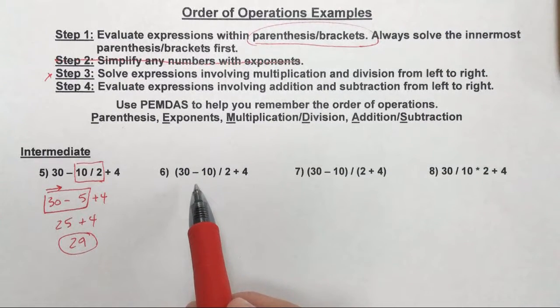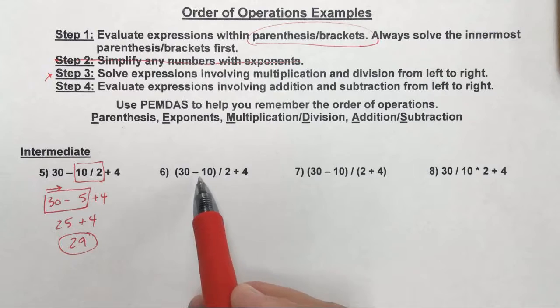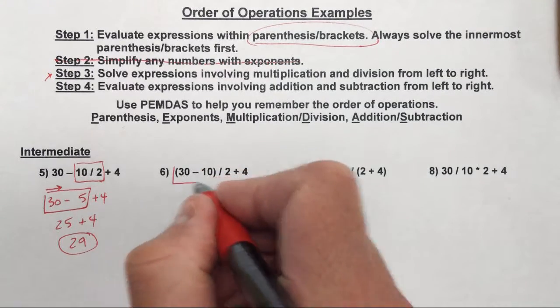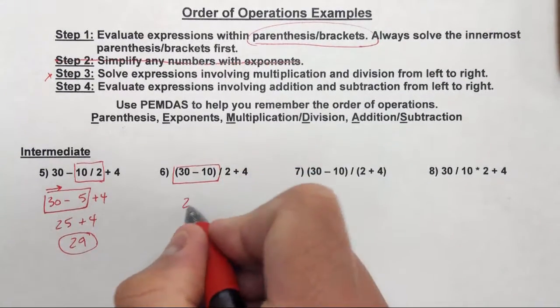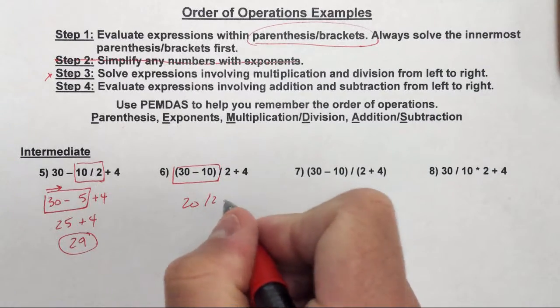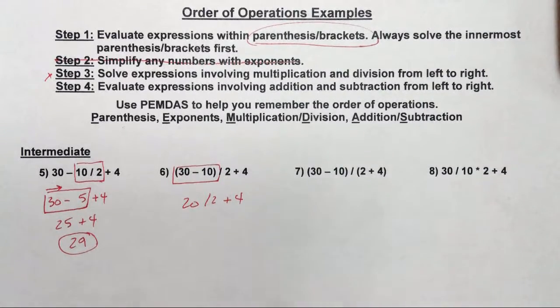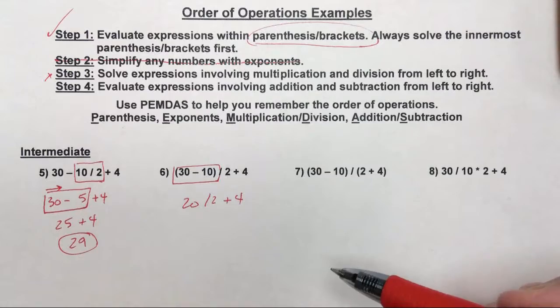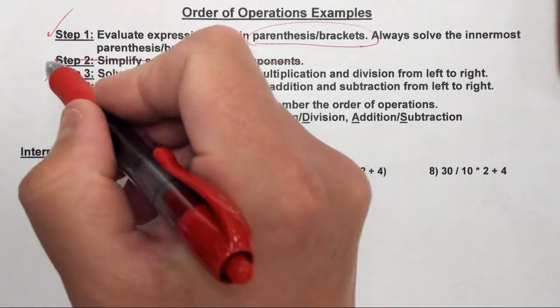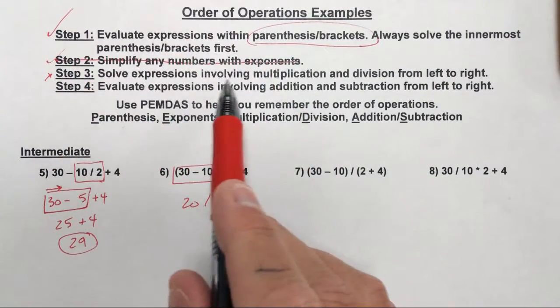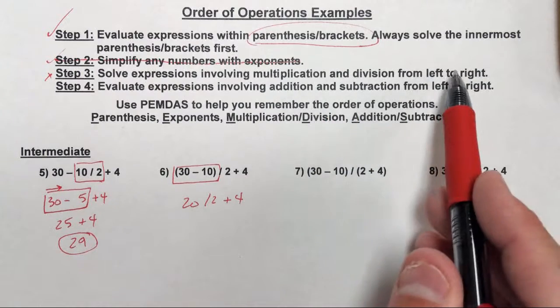And what can I simplify here? Well, I know 30 minus 10, I know this right here becomes 20. So I'm going to write down everything else that I have. So I've dealt with my parentheses here. There's no exponents. We've already talked about that. It says solve expressions involving multiplication and division from left to right.